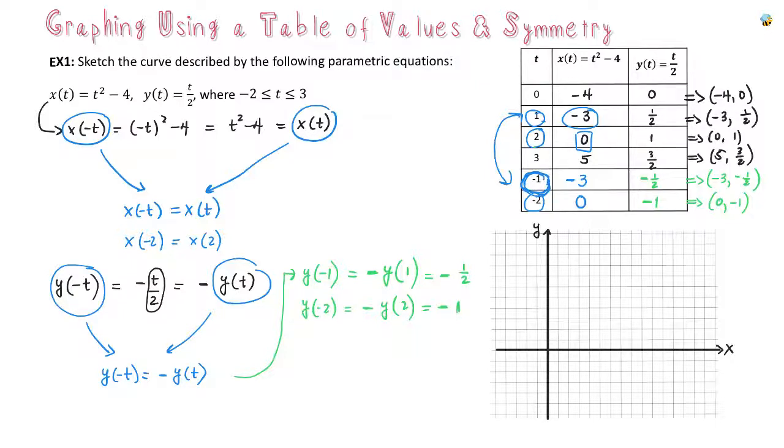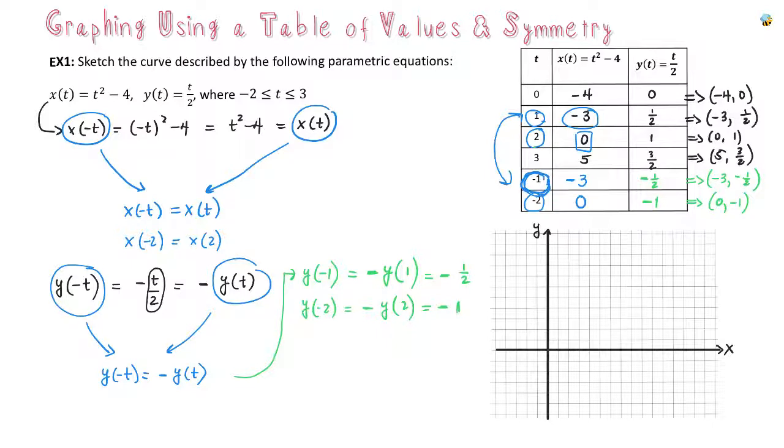When I sketch my curve, I already expect to see that my curve is symmetric about the x-axis. The x values of every point will be the same for positive and negative t's. And then the y values, though, are going to be opposite in sign.